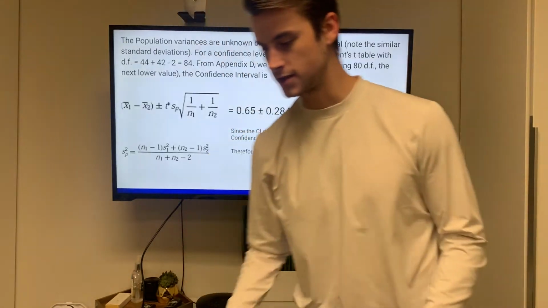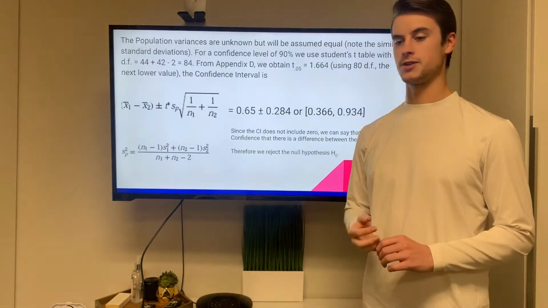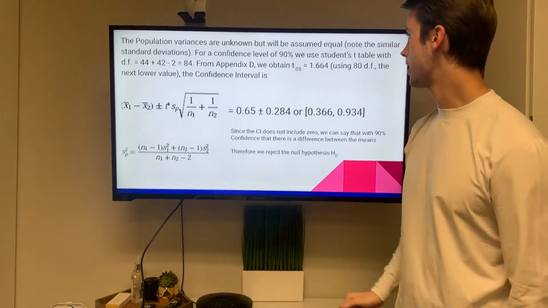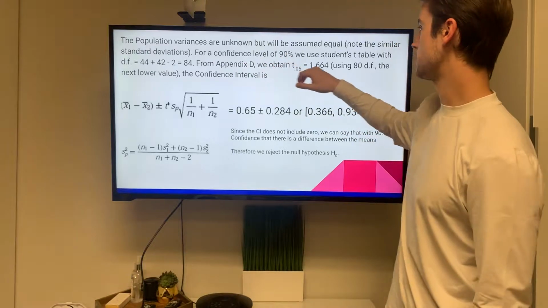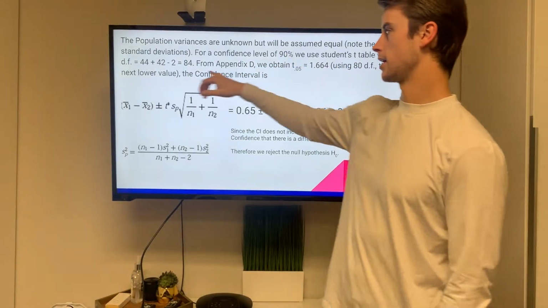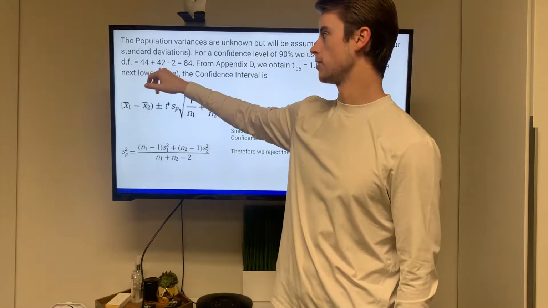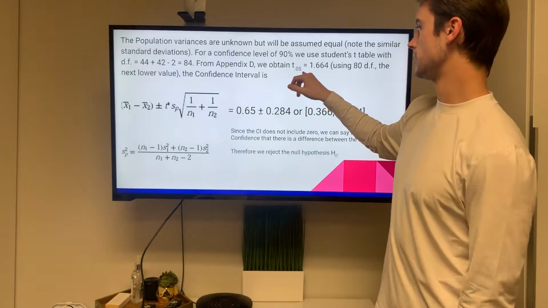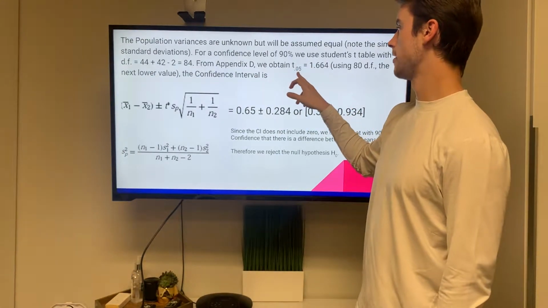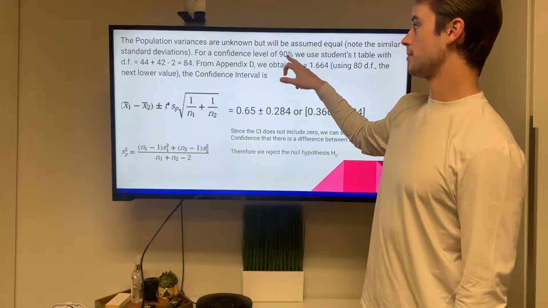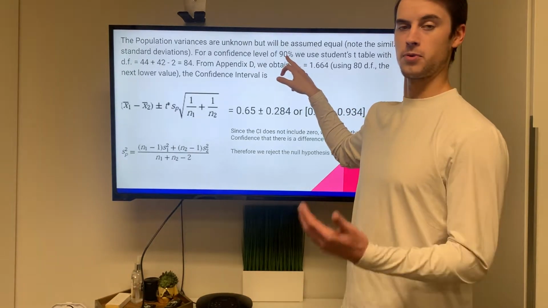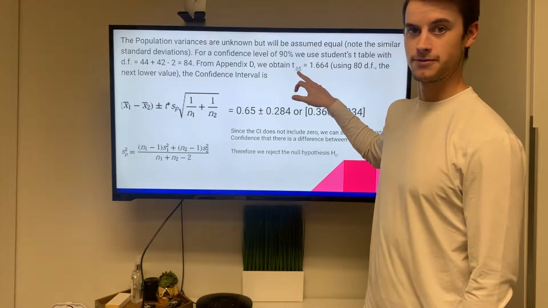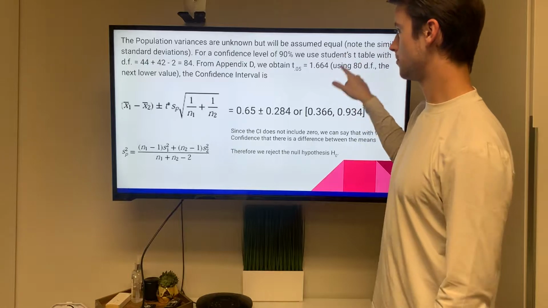All right, so that means we can use case 2, which unfortunately means we have to find the pooled variance, which we would then square root to find S sub P, okay? So for a confidence level of 90%, we use the student's t-table. Again, degrees of freedom, we do N1 plus N2 minus 2, okay? We get 84. And then from appendix D, we obtain a t-value, or a t-score from alpha. Again, this is a 90% level, so that means 10%, alpha is 0.10. We have to do alpha divided by 2, that helps us get 0.05, okay?